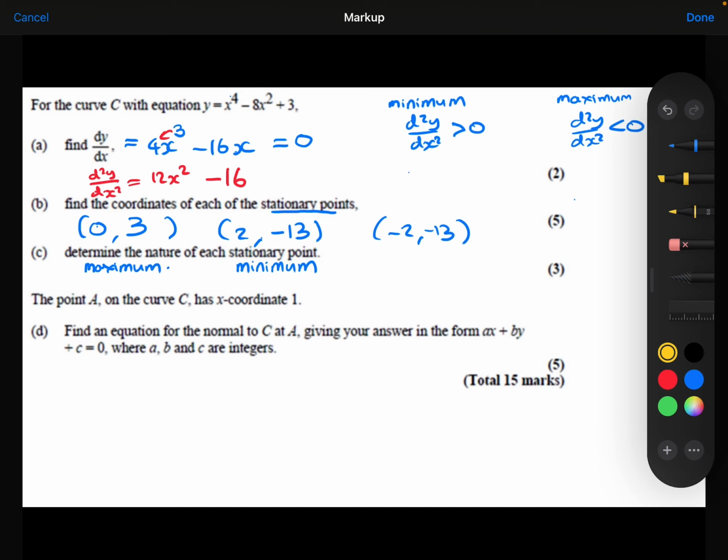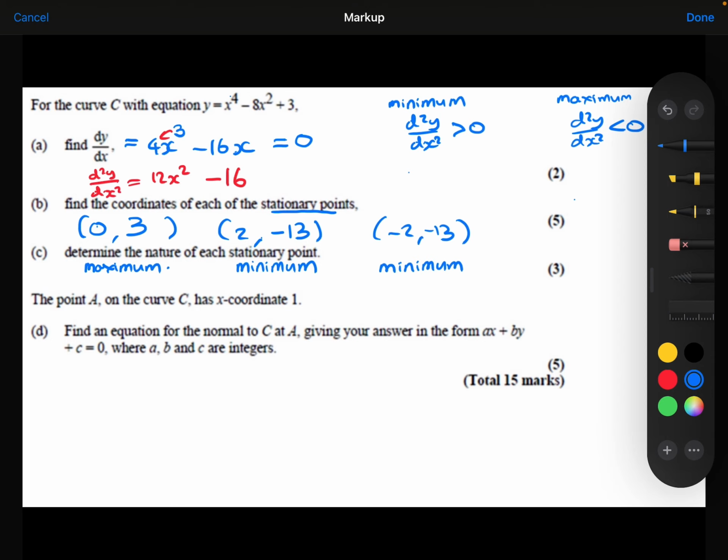And then finally, what about when x is minus 2? Let's substitute that into the second derivative. When I substitute minus 2 into the second derivative, I get 12 times minus 2 squared minus 16, which is 32, which is again positive, so that is also a minimum. So we've got 3 stationary points. We've got a maximum at the coordinate 0, 3, and then we've got 2 minimums, one at the point 2, minus 13, and one at the point minus 2, minus 13.